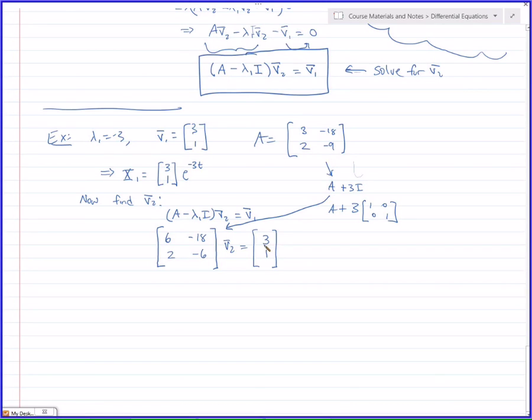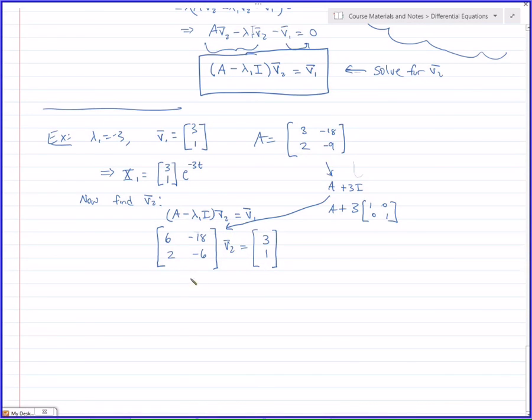Don't get surprised by this fact. This actually will always have infinitely many solutions. It's guaranteed to have infinitely many solutions because A minus lambda I is always singular. Its determinant is 0. When the determinant is 0, there are infinitely many solutions. So you will actually have infinitely many answers. v2 is just any one solution of that.